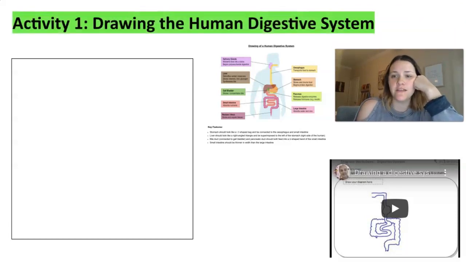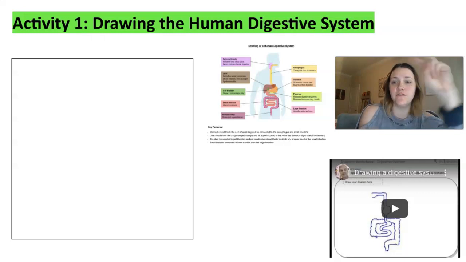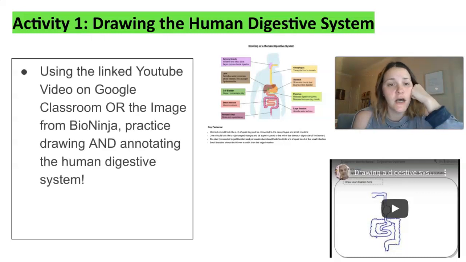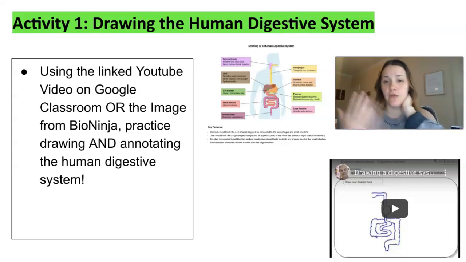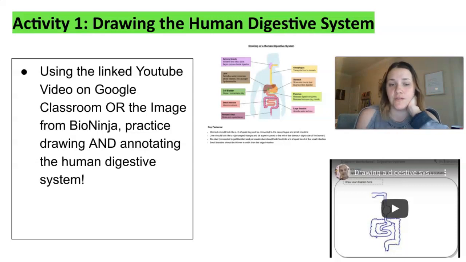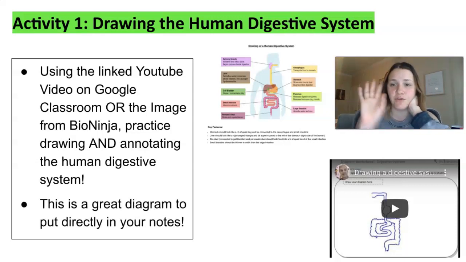So your first activity is going to be just drawing the human digestive system. And you have two different options of where you're going to get that drawing from. Take a look at both and pick the one that you like best. So you can either use the linked YouTube video that I'm going to have linked on Google Classroom, or you can use the image that I'm also going to have in Google Classroom from BioNinja. And basically, I just want you to, in your notes, practice drawing and annotating the human digestive system. And it's a great diagram to just put directly at the end of your notes. So that's the first activity you're going to do. Draw the human digestive system, annotate it. Make sense? Do that. And if you want, you can pause this and then go do that and then come back. Or you can wait and listen to all the things you're going to do.